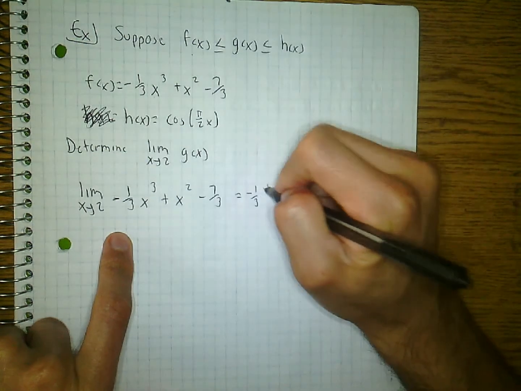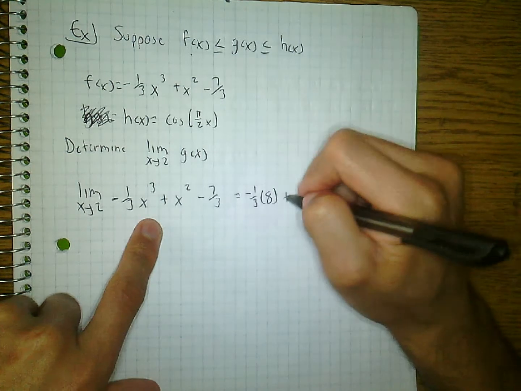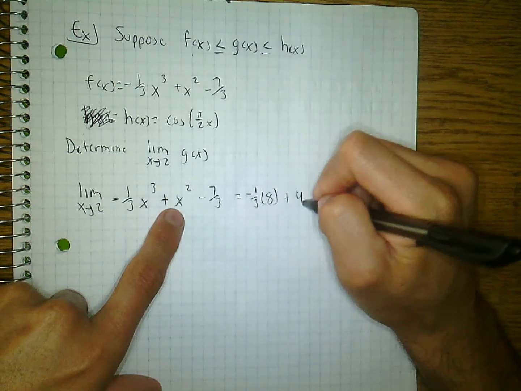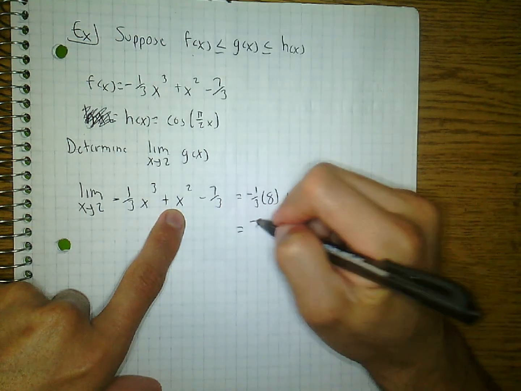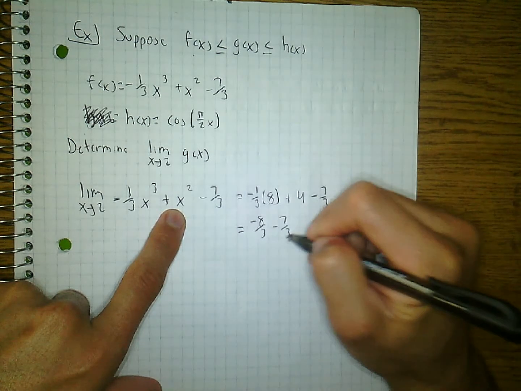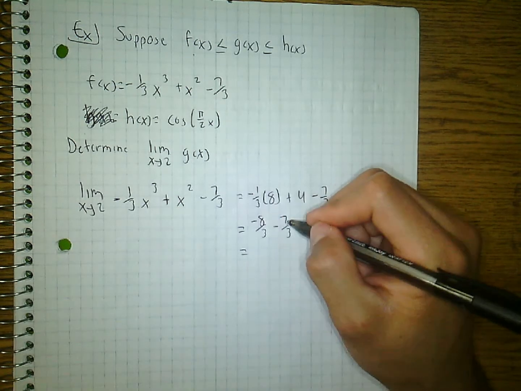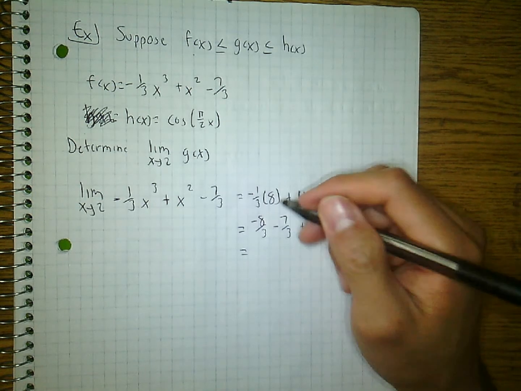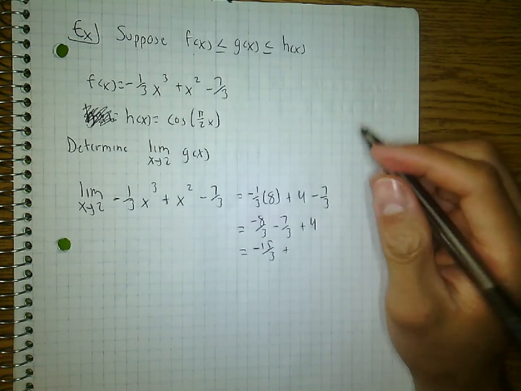So we're going to have negative 1/3, and then we have 2 to the third power, which should be equal to 8, plus 2 squared, which is 4, minus 7/3. So in this case, we got negative 8 over 3. I'm going to go ahead and use this, minus 7 over 3 plus 4. So in this case, we got negative 8 minus 7 should be negative 15. So you got negative 15 over 3 plus, we're going to make this into thirds.